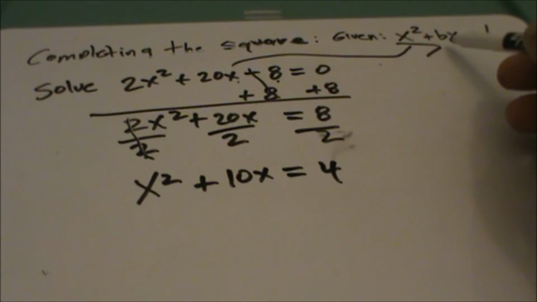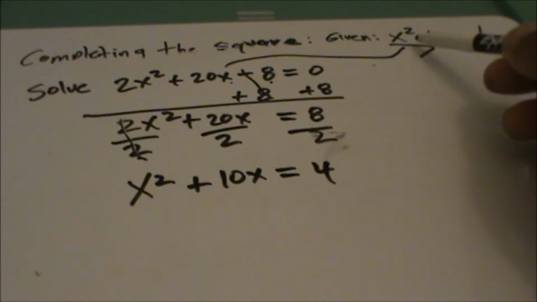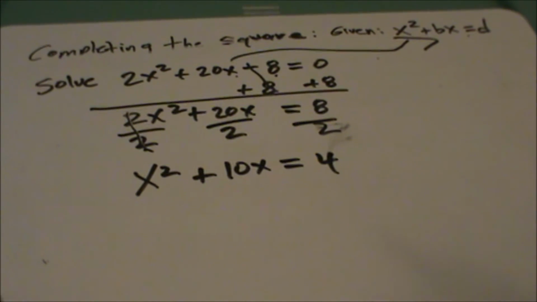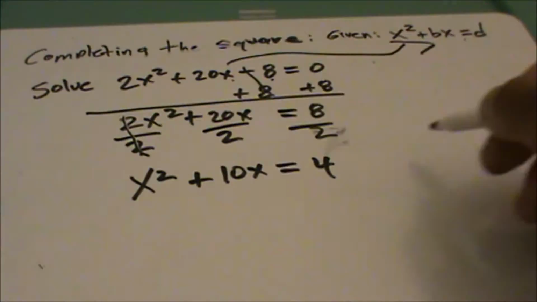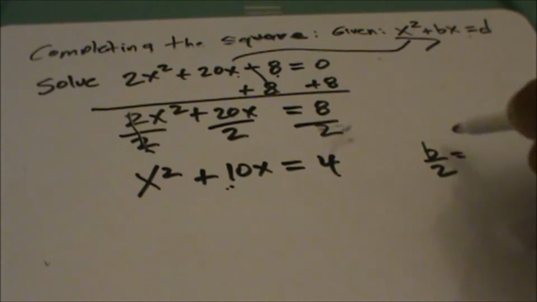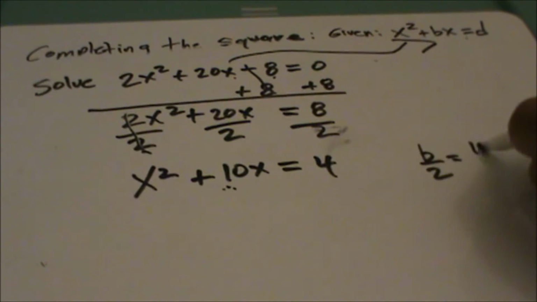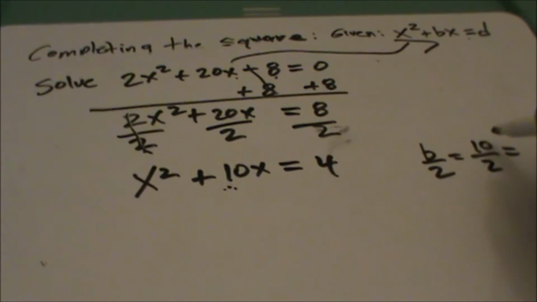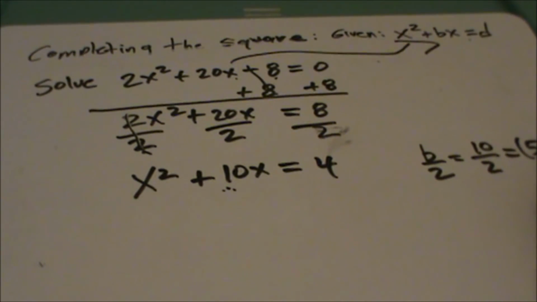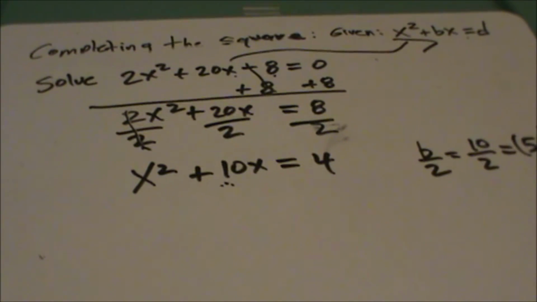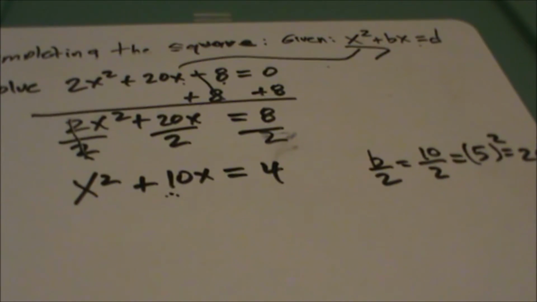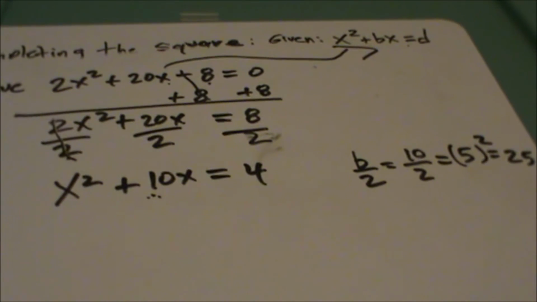Now it looks just like x squared plus bx equals d. Now we can start with completing the square. So we take b over 2, where 10 is the b. Take half of this, 10 over 2 is 5, and then square it, completing the square, which equals 25. Let me show it to you. So it equals 25.